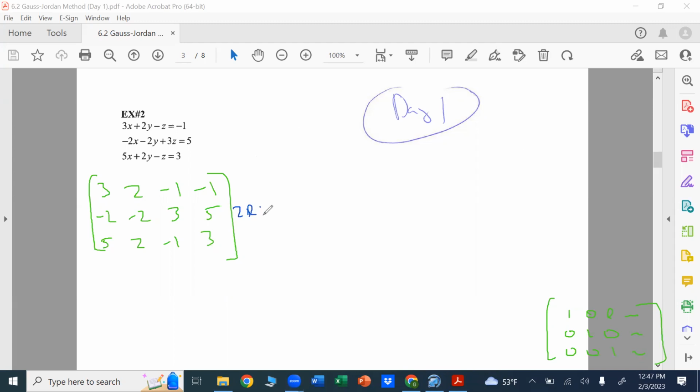Let's do 2R1 plus R2. Okay, let's do 2R1. Yep. So I'm going to keep the first row as is. I'm going to keep the last row as is. Okay. Why don't you guys do 2R1 plus R2? Tell me what you get. Oh, sorry. 2R1 plus 3R2. I take it back. 2R1 plus 3R2. Yep. 2R1 plus 3R2.